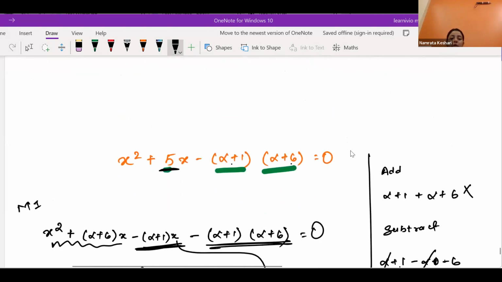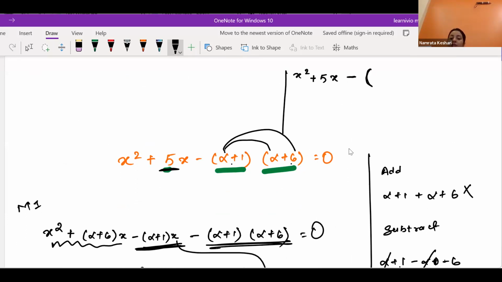Now I was talking about one more method which can help you. The other method is you can just expand it, alpha square and 6 and all, and let's check whether it will be possible to do anything. So x square plus 5x, we have this alpha and alpha. We are going to just apply the distributive property and do the multiplication. But a minus sign is there.